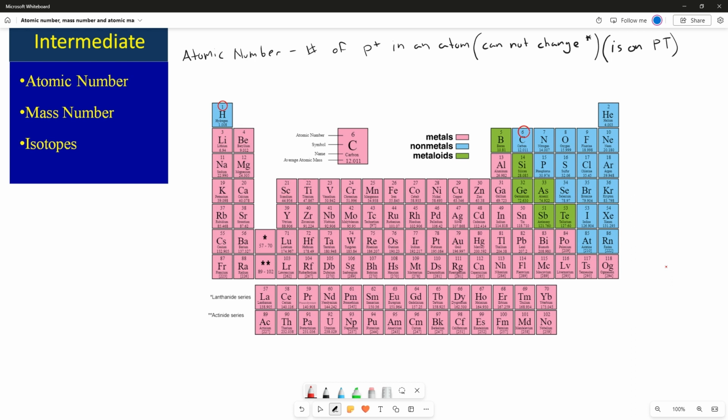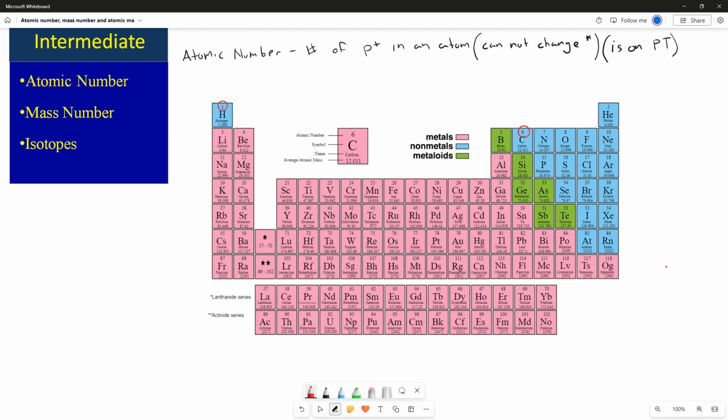Now, what do I mean by it cannot change? The atomic number cannot change. Well, really what that means is the number of protons in an atom cannot change. You can add neutrons into an atom. You can take neutrons out of an atom. You can add electrons into an atom. You can take electrons out of an atom. But however many protons are in an atom, it stays that way.